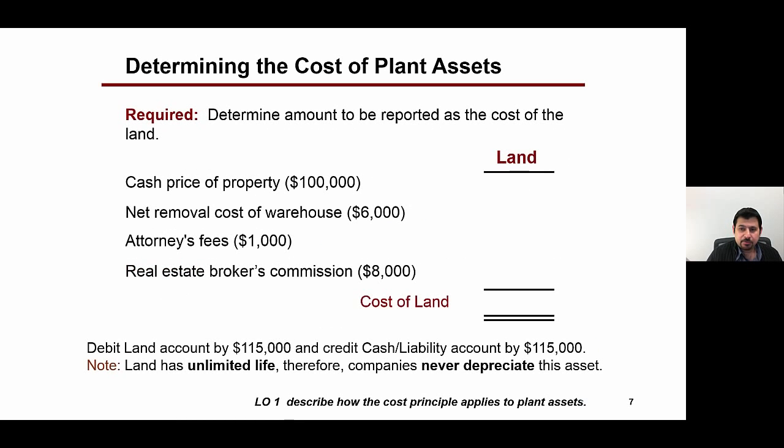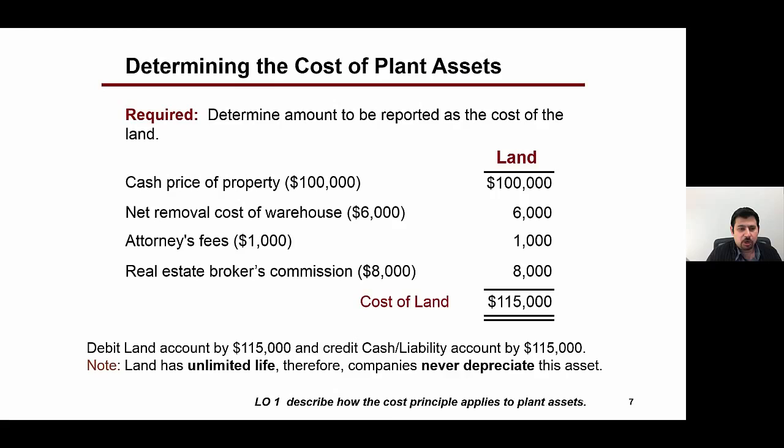So once again, the costs that are added are cash price, net removal, attorney's fee, and broker's fee, and the total amount is $115,000. So the company will continue reporting the land at this cost until it is sold. Let's say here that all the costs were paid in cash, so the company will debit land $115,000 and will credit cash $115,000.